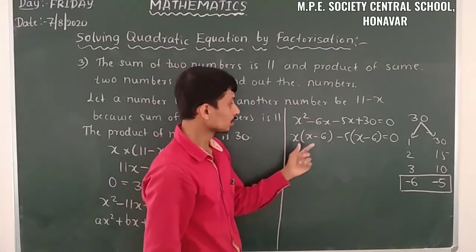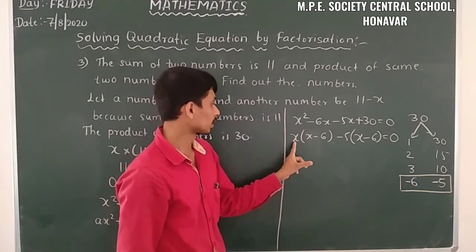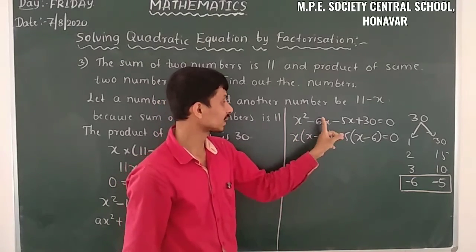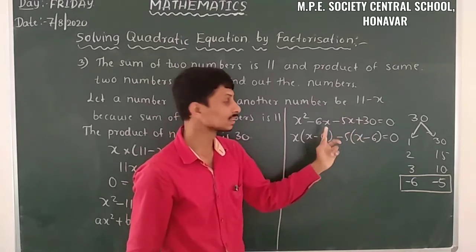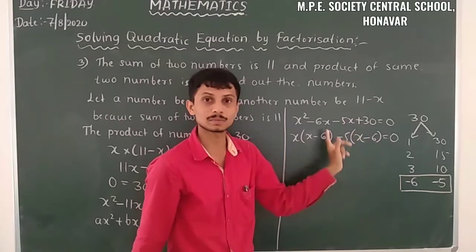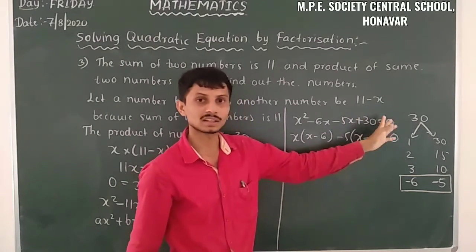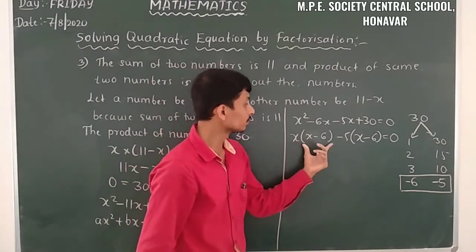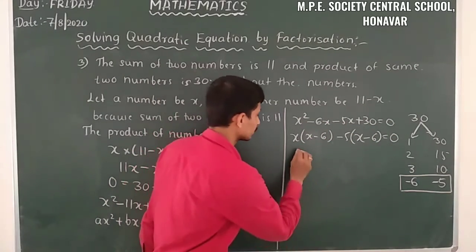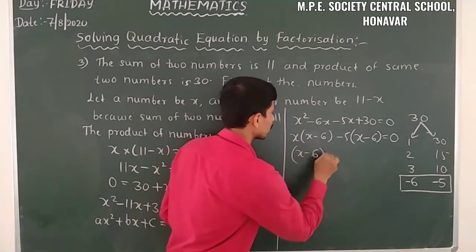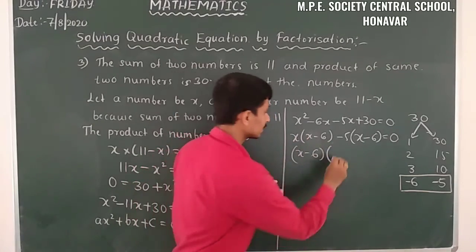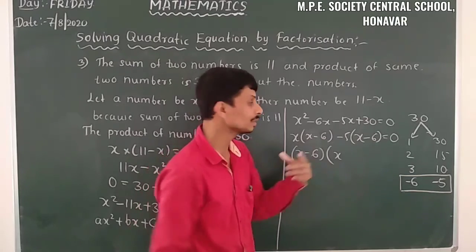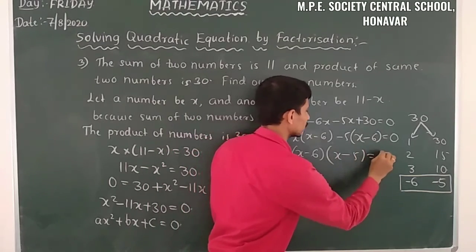Then just check whether it is right or wrong. x into x, x square, x into minus 6, minus 6x, then minus 5 into x, minus 5x, then minus 5 into minus 6, minus into minus plus, 5 into 6, 30. So the result is correct. So then we have to take out x minus 6. When we have taken out x minus 6 from this term, here x remains, and when we have taken out x minus 6 from this term, minus 5 remains is equal to 0.